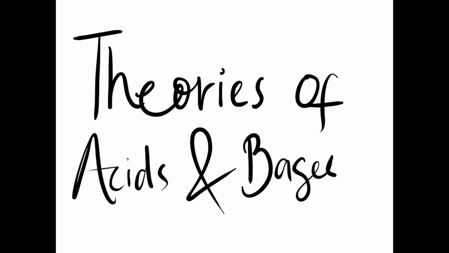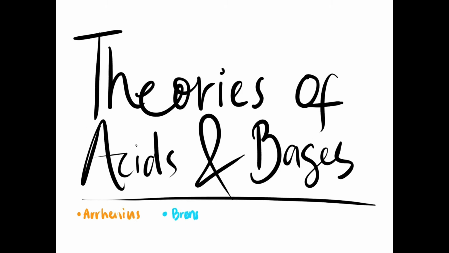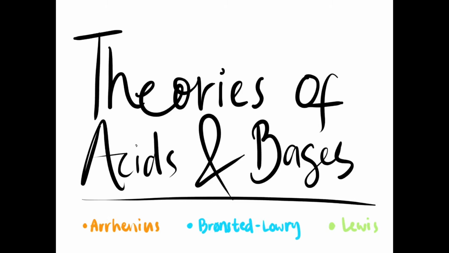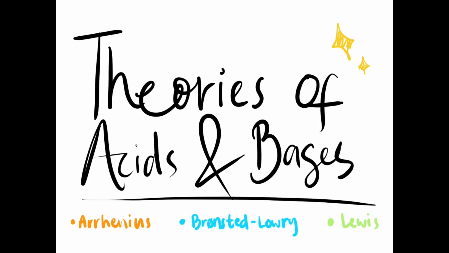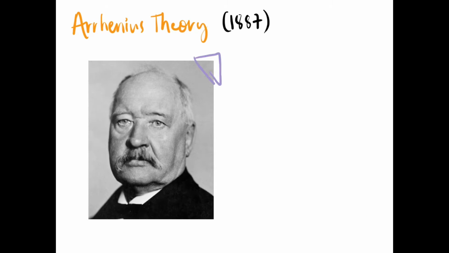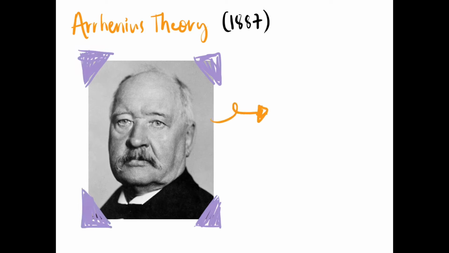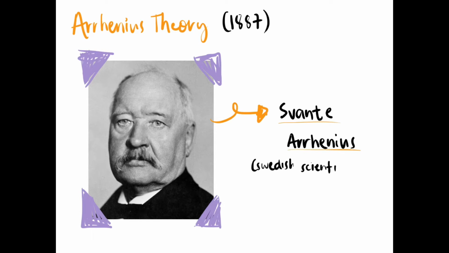In this video, I'll be talking about the theories of acids and bases, specifically the theories of Arrhenius, Lewis, and Brønsted-Lowry. Let me first talk about the Arrhenius theory, which was introduced in 1887 by the Swedish scientist Arrhenius.